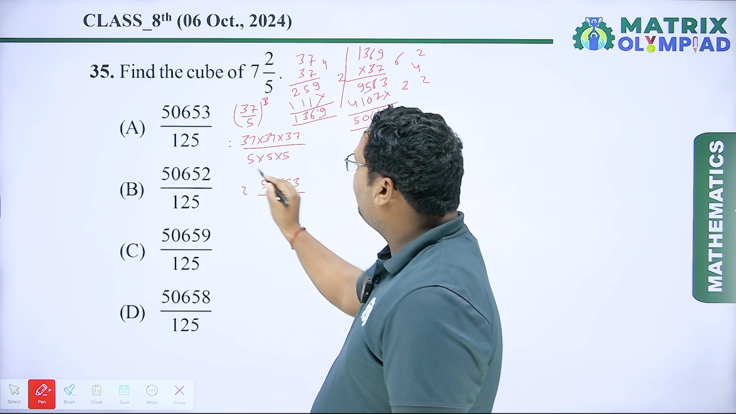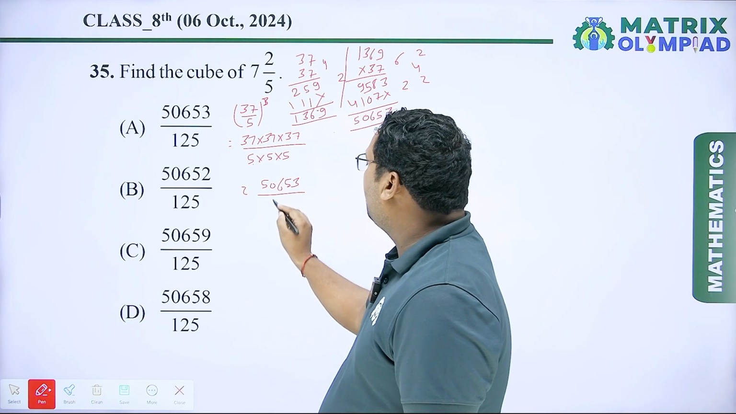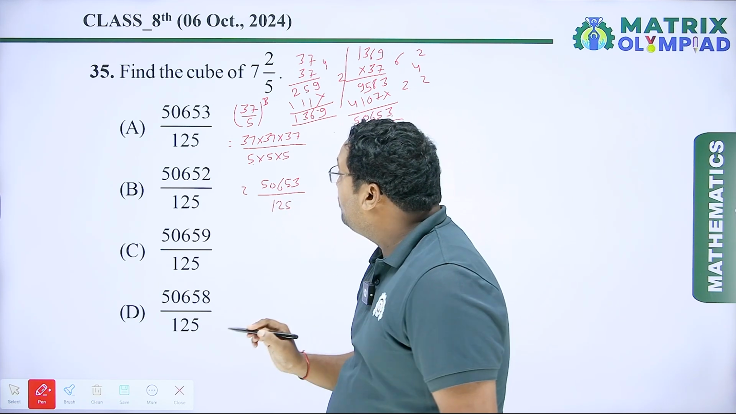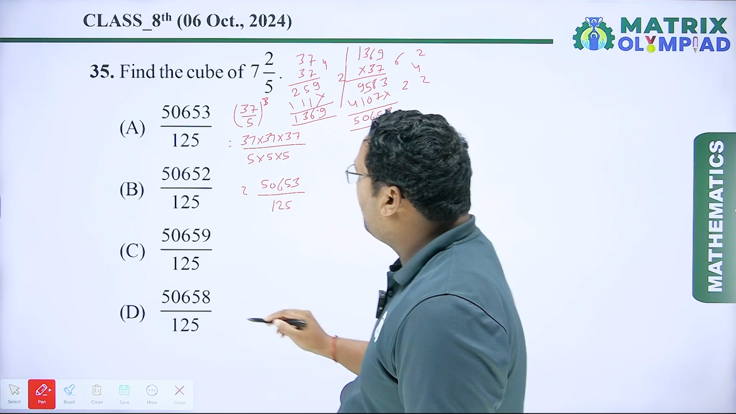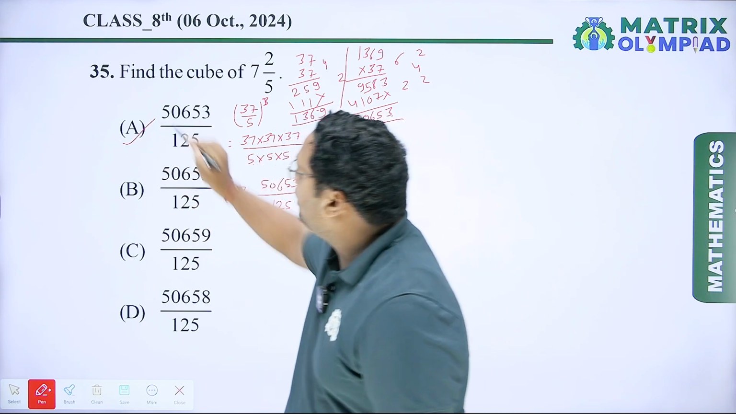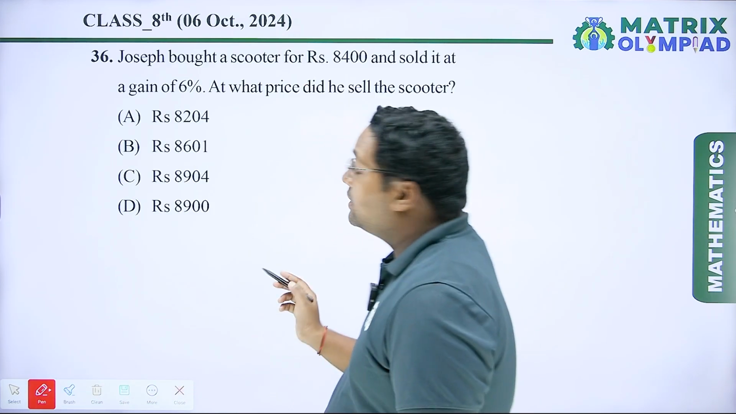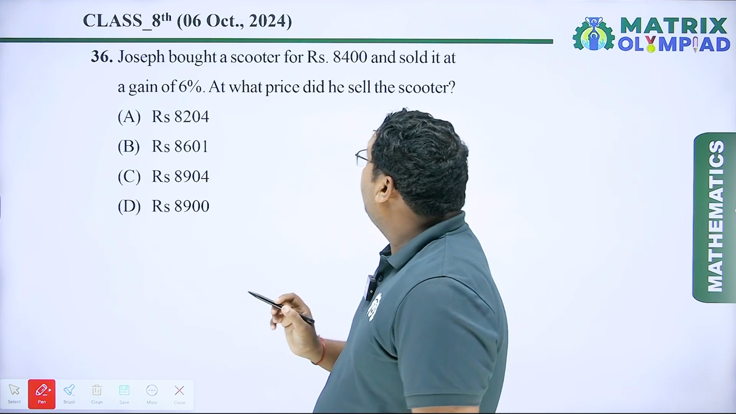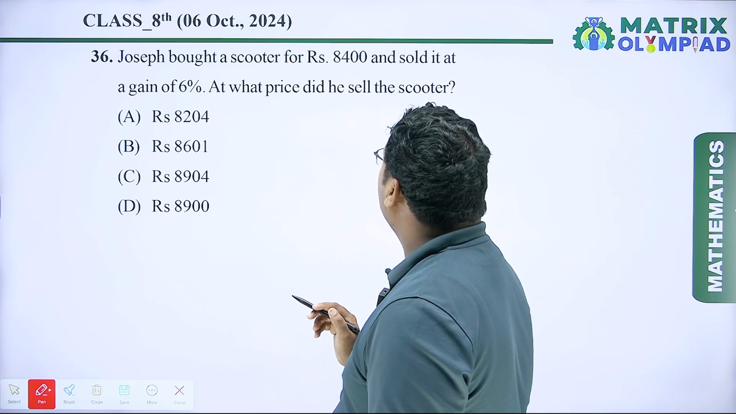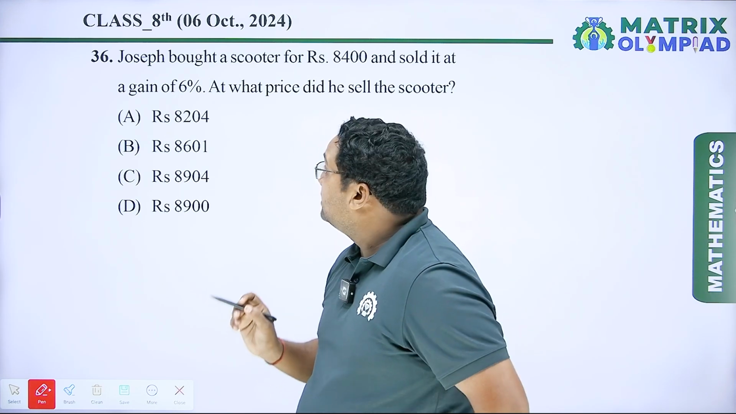50,653 upon 5 5s are 25, 25 5s are 125. So the cube of 37 upon 5 is 50,653 upon 125. So the correct option is A. Next, question number 36. Joseph bought a scooter for rupees 8,400 and sold it at a gain of 6%.